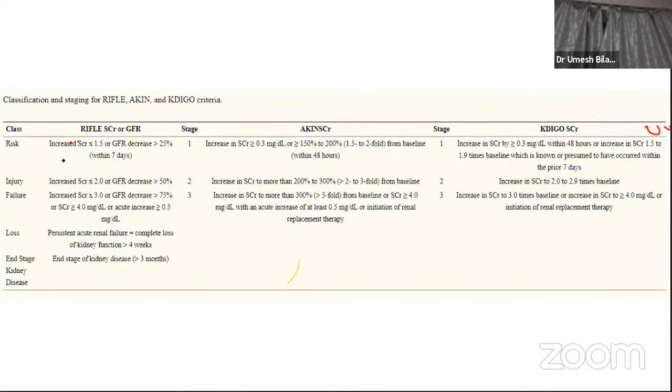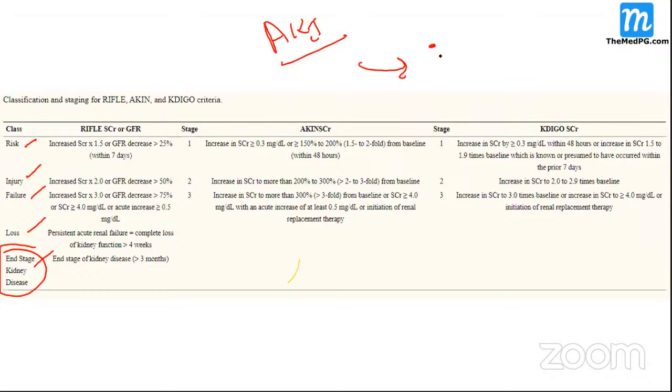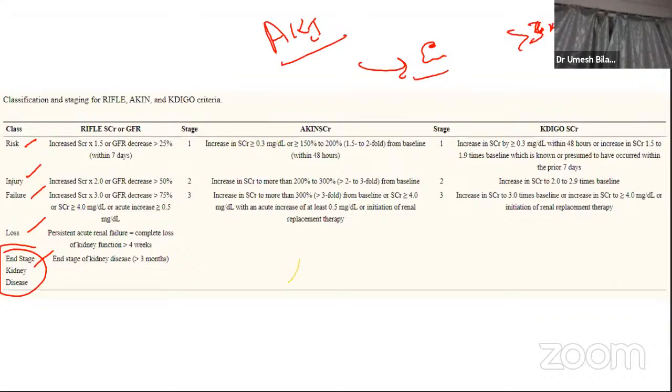Now in RIFLE, apart from risk, injury and failure, the fourth is loss, kidney loss, and the fifth is end stage kidney disease. If the renal failure is persistent for more than 4 weeks, it is loss, and if it is persistent for more than 3 months, then it is end stage kidney disease. So these are the criteria: risk, injury, failure, loss, end stage kidney disease. It has 5 stages. If they ask you, when you say it is end stage, it means more than 3 months of renal failure. Persistent means the patient has a persistent renal failure. That's what it means.